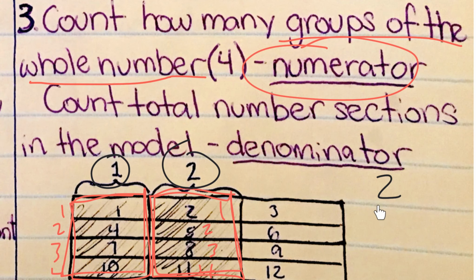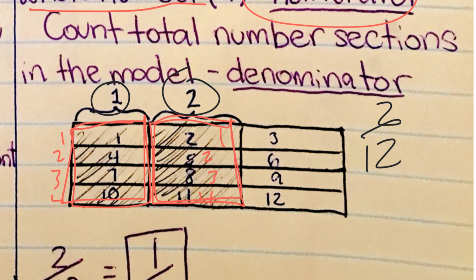Now that we've gotten this numerator, we find the denominator by counting the total number of sections in the model. That'll give us a denominator. So you could just see this as count the total number of boxes. So we can come through and count them, and I've labeled them here. We've got 1, 2, 3, 4, 5, 6, 7, 8, 9, 10, 11, 12. So there's a total of 12 boxes. So 2 is our numerator and 12 is our denominator.